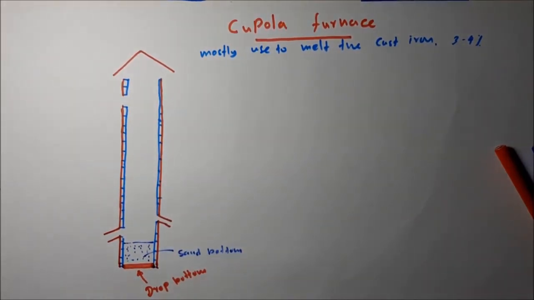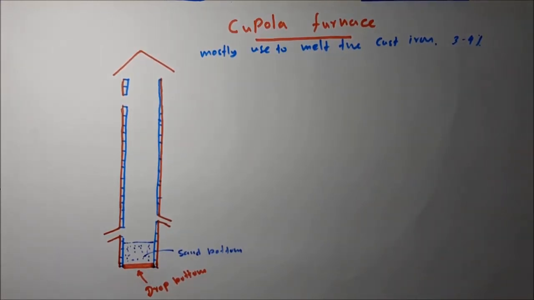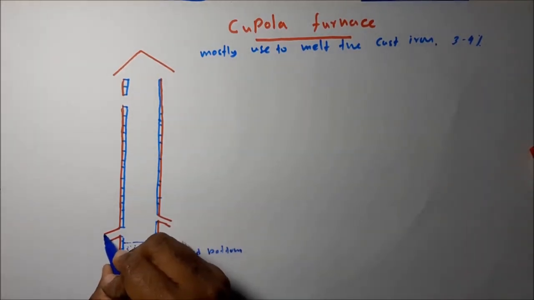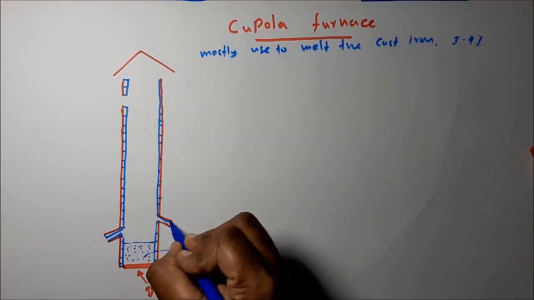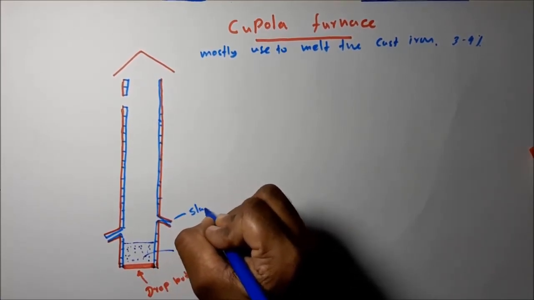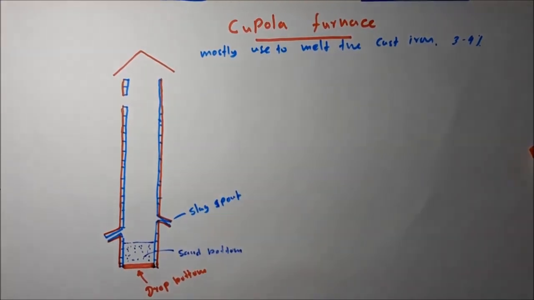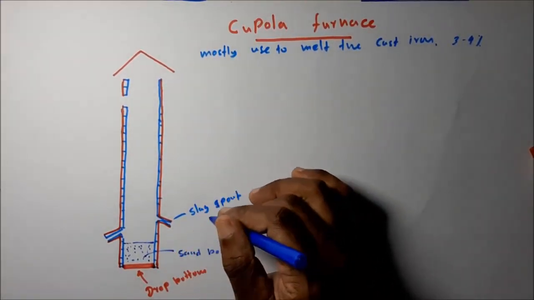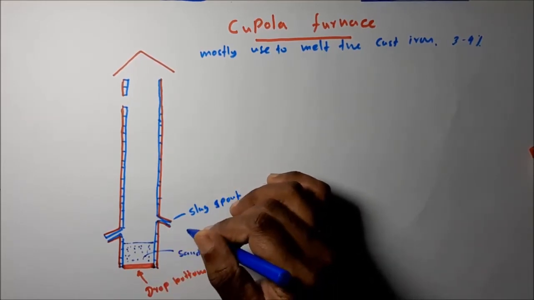The slag spout is higher than the tapping spout because the slag is floating on this molten metal. The ash and also the calcium oxides, the impurities, are taken out from this slag spout.